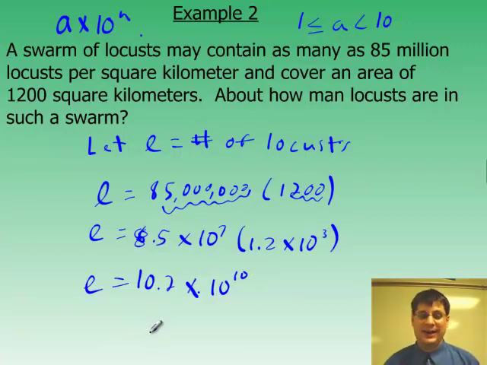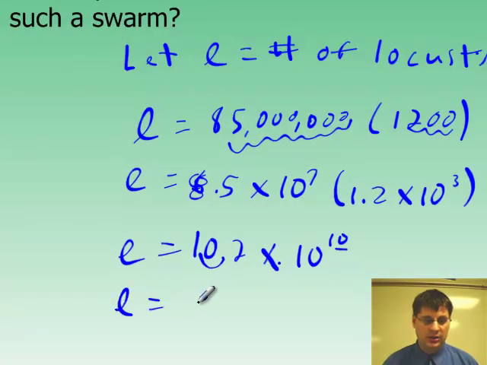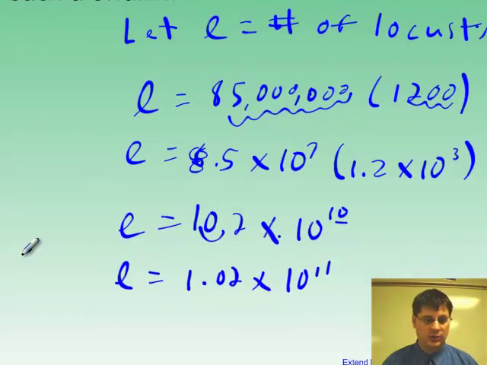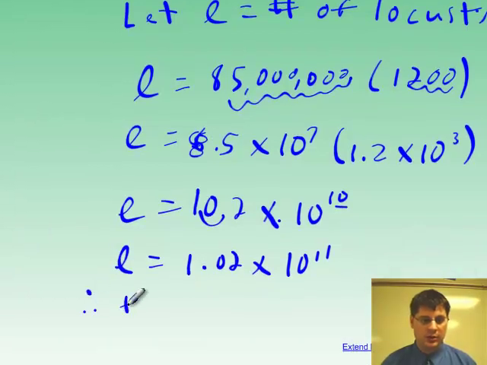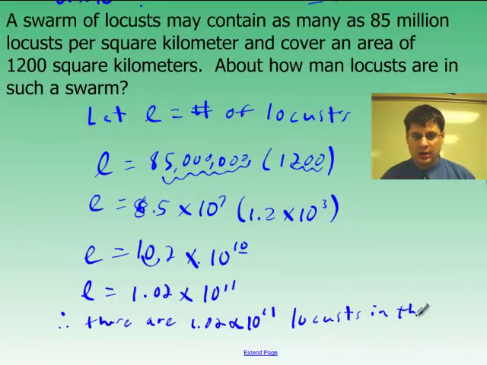But we want to write our answer in scientific notation. Notice that this is larger than 10. So I'm going to have to move the decimal one place, meaning we're going to have to add 1 to the exponent. So L is equal to 1.02 times 10 to the 11th. Okay, so then we do our therefore statement. Therefore, there are 1.02 times 10 to the 11th power locusts in the swarm.